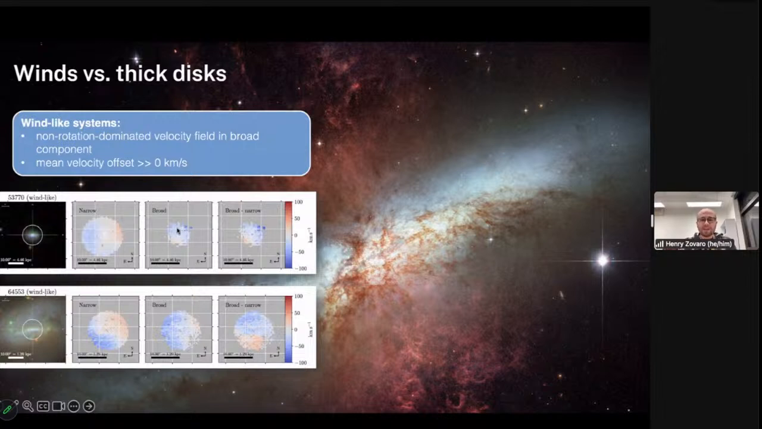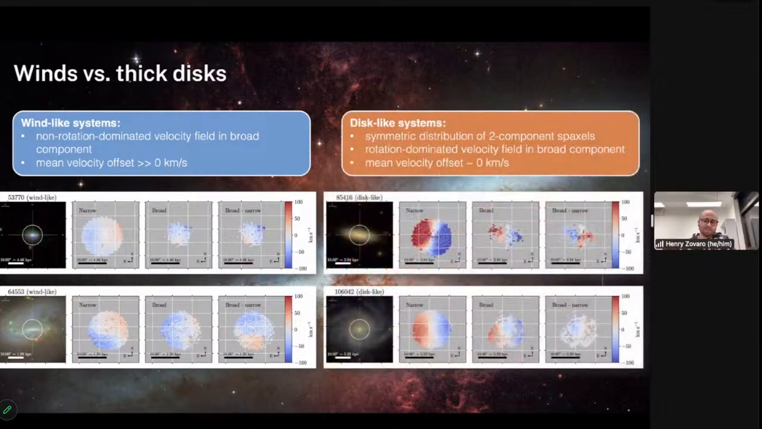So as a refresher, here are some examples of wind-like systems. In these particular galaxies, if you look at the kinematics of the broad emission line component, they don't tend to exhibit rotation. And if you look at the line of sight velocity offset between the broad and the narrow components, you see that there's often a net blue shift or even a red shift, which tells you that there's some weird non-circular motion going on that could be an outflow. On the other side, we have these disk-like systems where the line of sight velocity of the broad component appears to simply trace rotation. And if you look at the difference between the broad and the narrow components, there is no net inflow or outflow of gas.